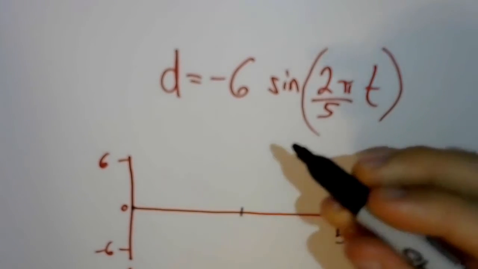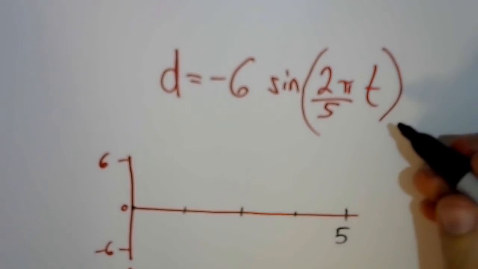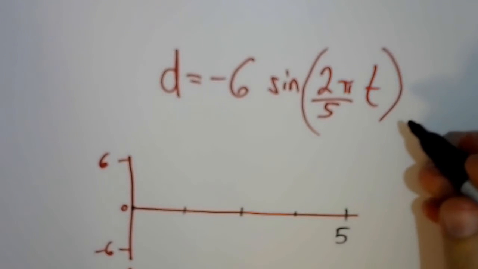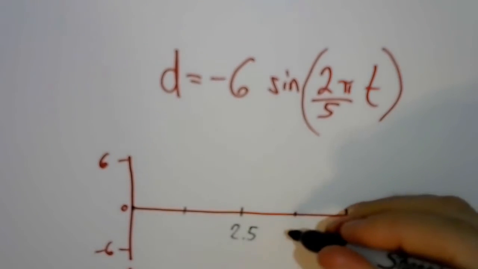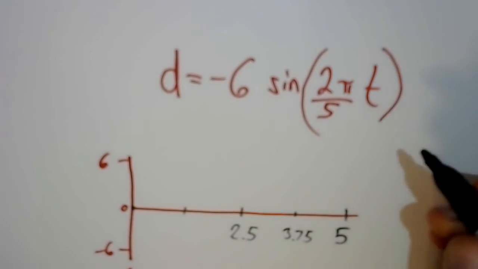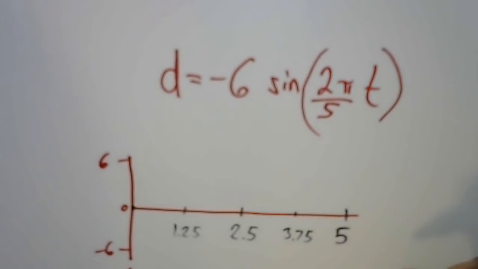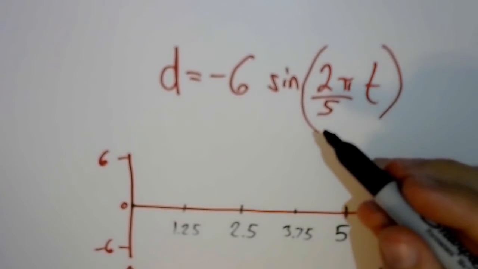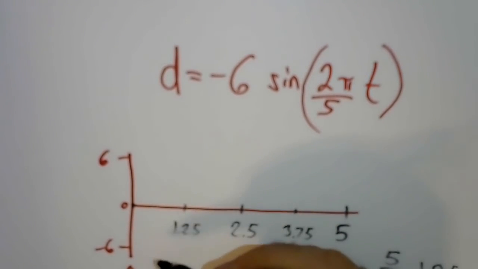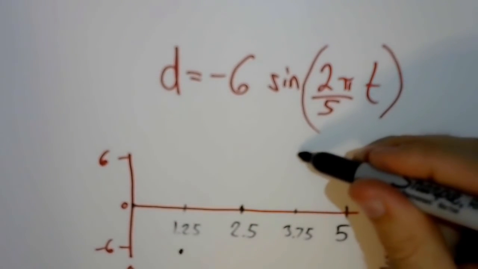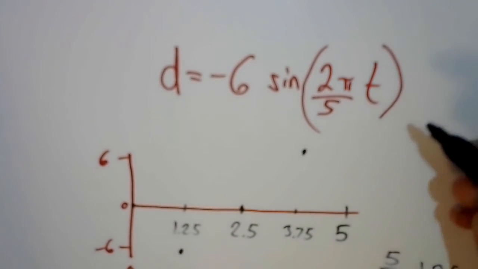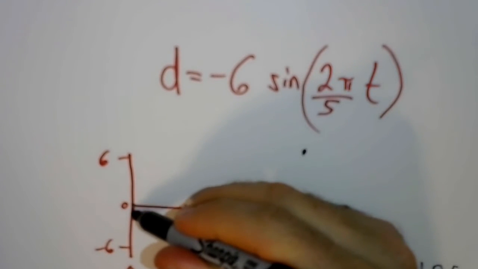And I want to split this into quarters. The quarters in this example are going to be 1.25 seconds, 2.5 seconds, and 3.75 seconds, because 5 divided by 4 is 1.25. I want to graph this. It is a -6, so it's going to start with that downward trend. We can bring it down to the -6 at 1 1/4, back up to 0 at 2 1/2, up to +6 at 3.75, and then back down to 0.